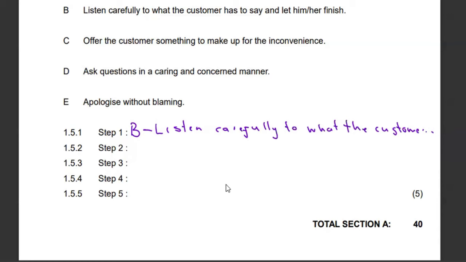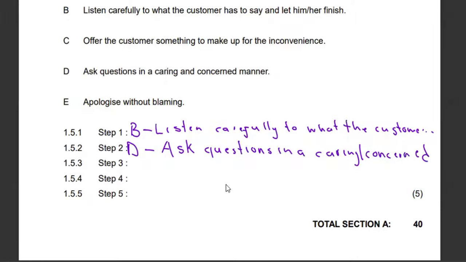Then after listening carefully, you ask questions, in a caring or concerned manner. Then you go to the next step, which is E. After that, you apologize for bad service. Apologize without blaming anyone. Without blaming.